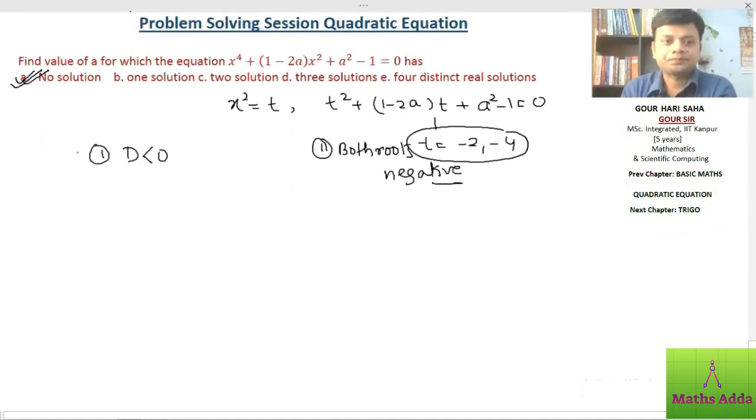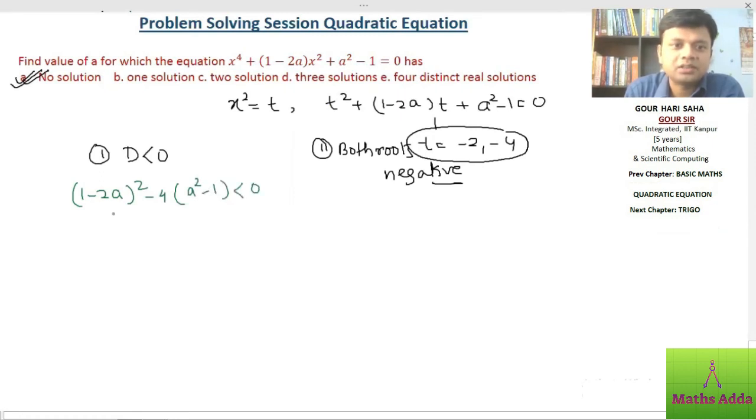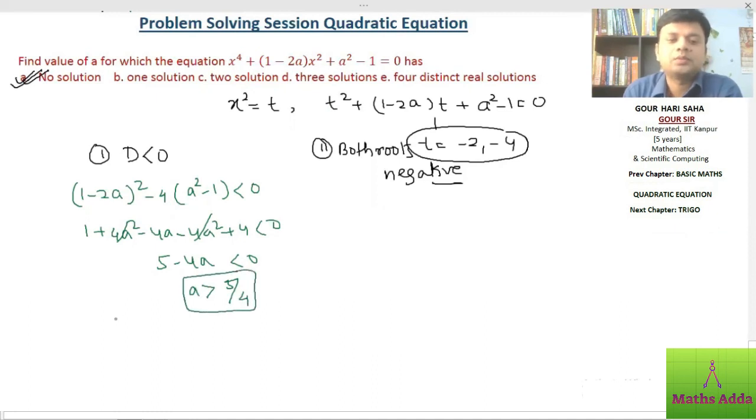Clear? So, let us move ahead. D less than 0, it is very easy. D is b square, that is (1 minus 2a) square, minus 4 into a is 1 and c is a square minus 1, less than 0. So it is 1 plus 4a square minus 4a, when expanded, then minus 4a square plus 4 less than 0. This will cancel. It is 5 minus 4a less than 0. This means a is greater than 5 by 4. This means if a is more than 5 by 4, then it will have no real roots, right?